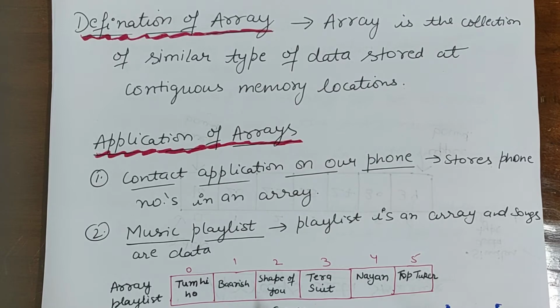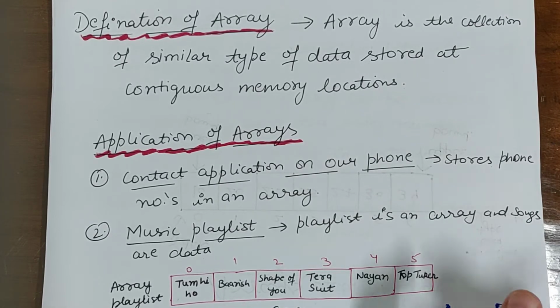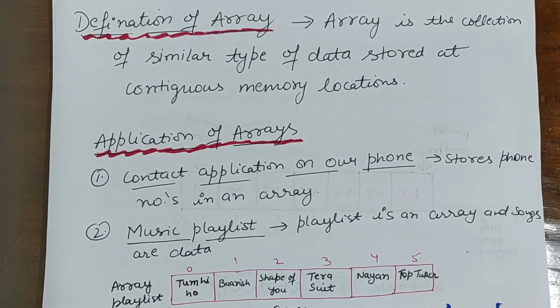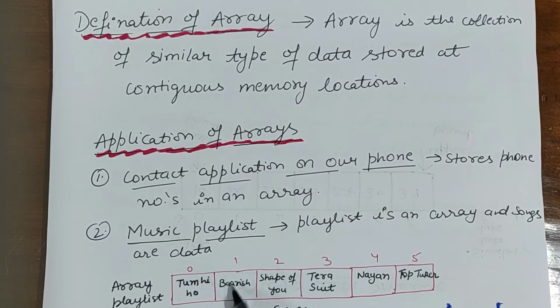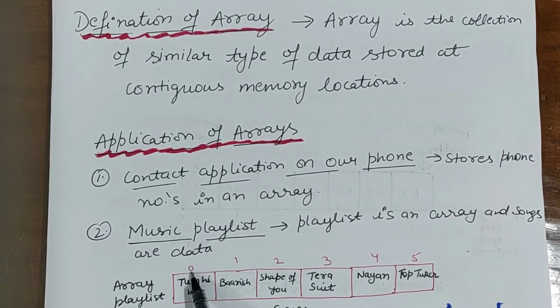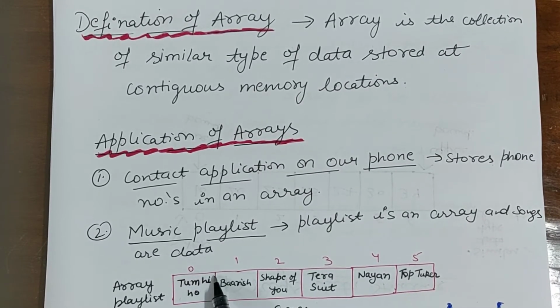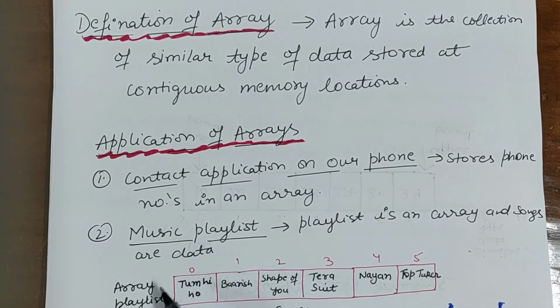In your phones you have a playlist, and a playlist is treated as an array data structure, and you store a number of songs. Songs are nothing but data. So I am storing the songs here, here, and so on. This is the index number of the array, and this is the first memory location, then the second memory location, and so on. So a music playlist can be treated as an array data structure.